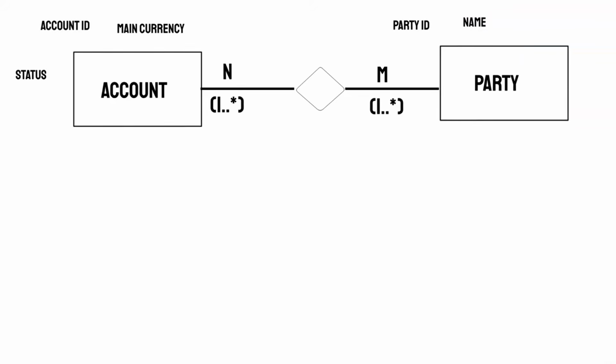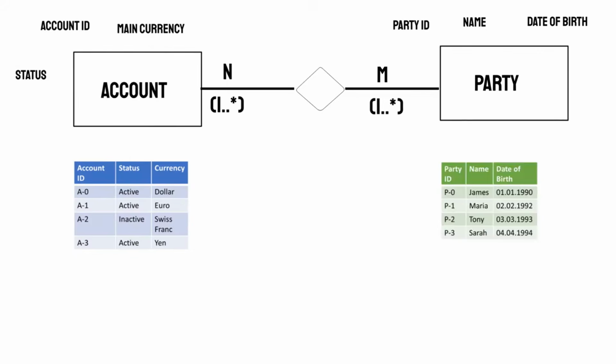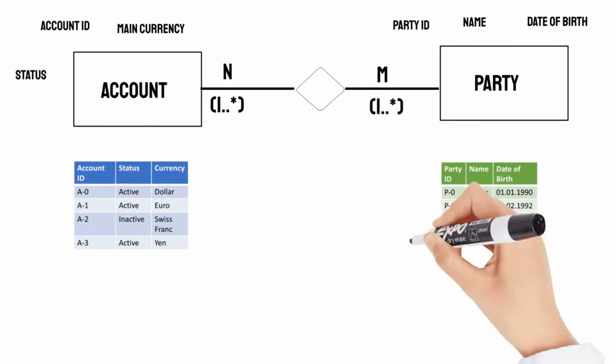Each of these entities can also be represented as a table in the database. For example, here you can see the table for accounts and the table for parties. For example, account 0 is active and the currency is dollars. Party 0 is James and was born on the 1st of January 1990.